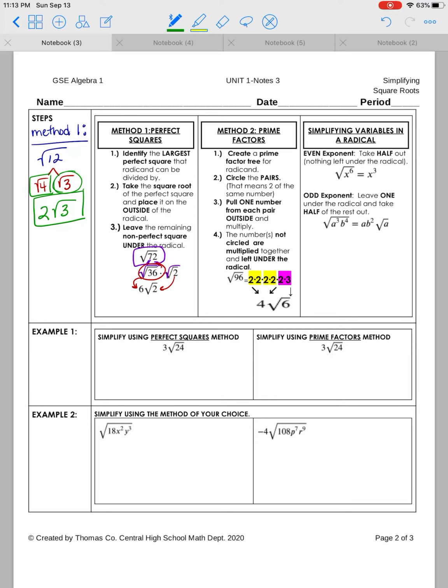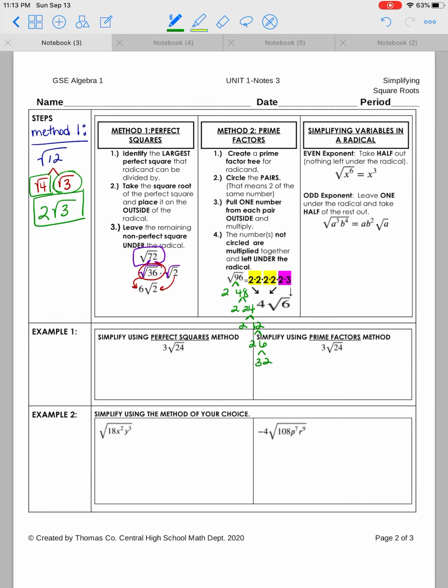So 96. I know they've done it here on the side, but I'm going to break it up a little bit more. What number divides into 96? I know 2 does. 2 times 48, and I can keep breaking 48 down. 2 goes into it 24 times. I can keep breaking 24 into 2 and 12. Then I can break 12 down into 2 and 6, and then 6 into 3 and 2.